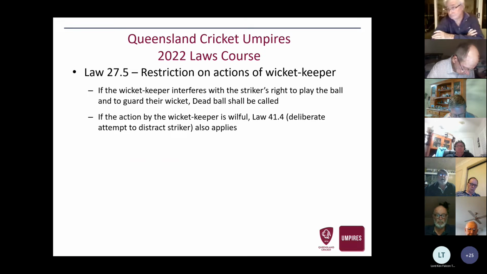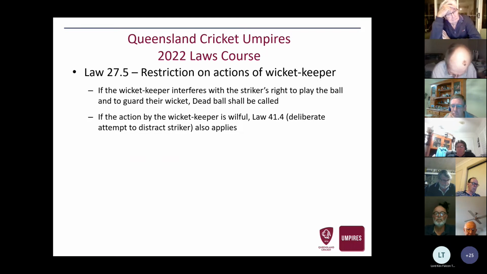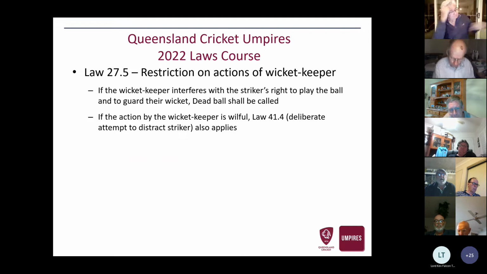Law 27.5 just talks about restrictions on, or further restrictions on, the actions of the wicketkeeper. So as we spoke about earlier, the striker has a right to play the ball and to guard their wicket. And if a wicketkeeper interferes with that, the dead ball should be called. However, keep in mind that if the action of interfering is deemed willful, then you need to consider actions under Law 41.4, which we'll get into next week.